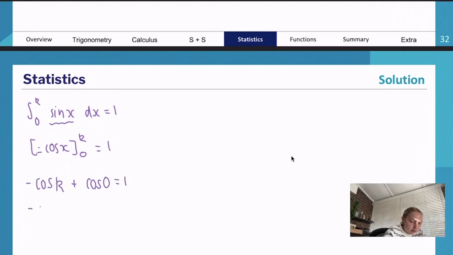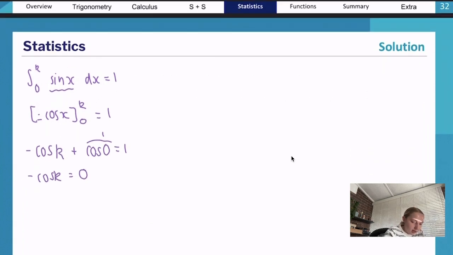Equals 1. So negative cos k is equal to 0, because cos 0 is equal to 1, and then we're going to minus that 1 across. Then our cos of k, if we take this across, we're going to get pi on 2. Okay, so then that's all we need to do to get those marks.